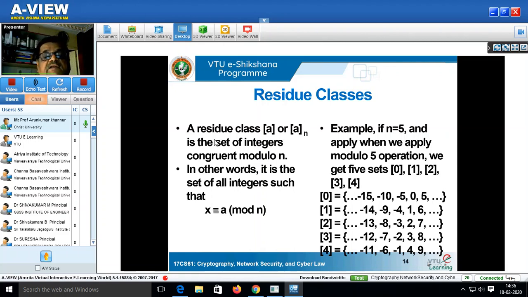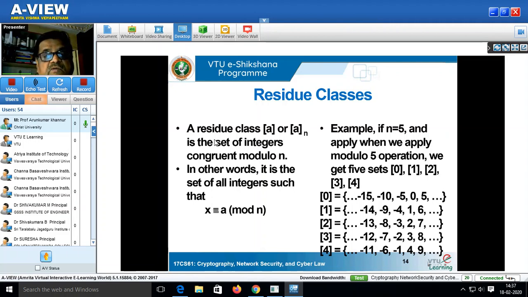Now we are interested in picking up the values from the integer set Z which give rise to the value of 0. Now we go on looking at the values. For example, when I pick up minus 15 and apply mod 5 on it, I am going to get residue 0.